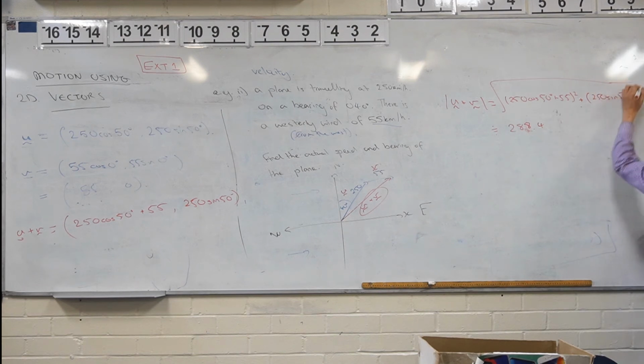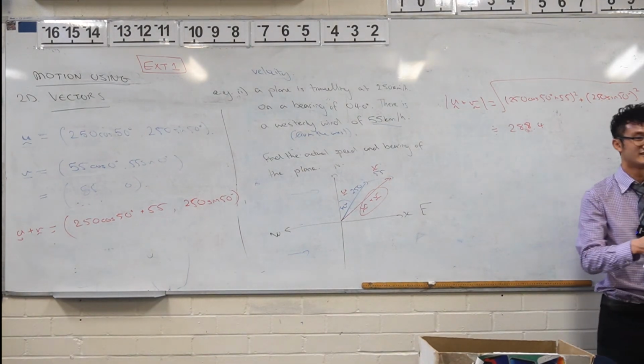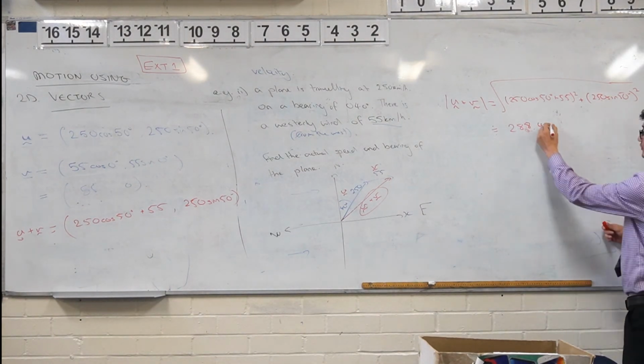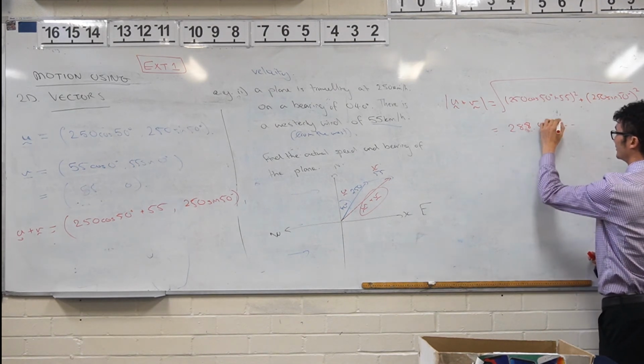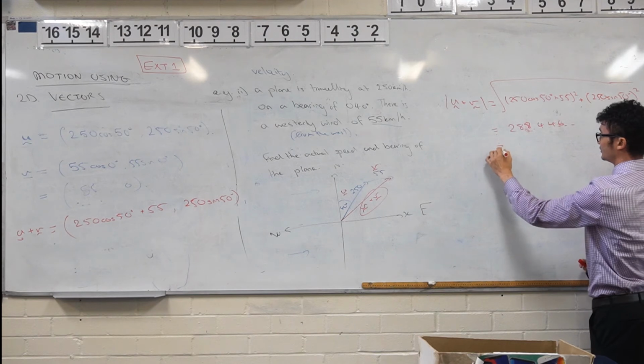Did I square the first one? It's 288.4. So let's do 2 decimal places.